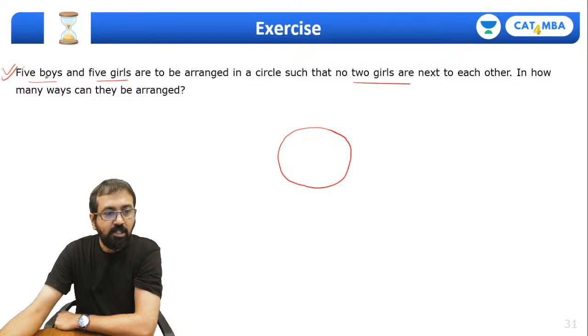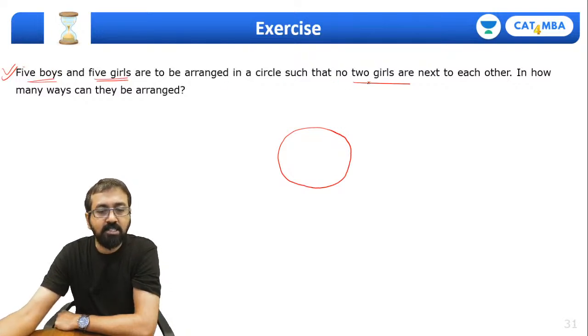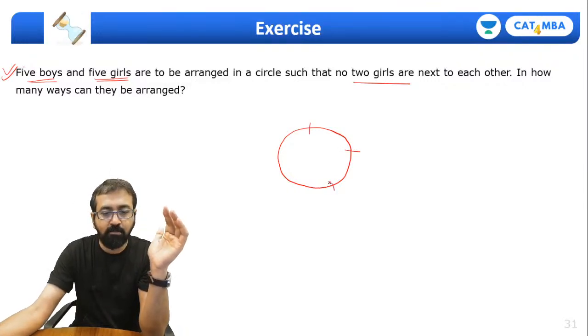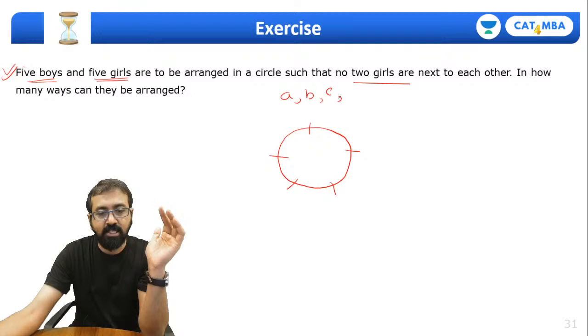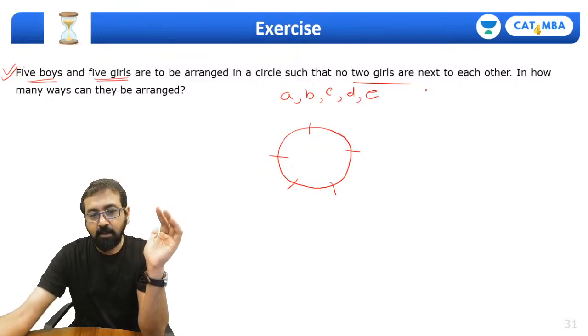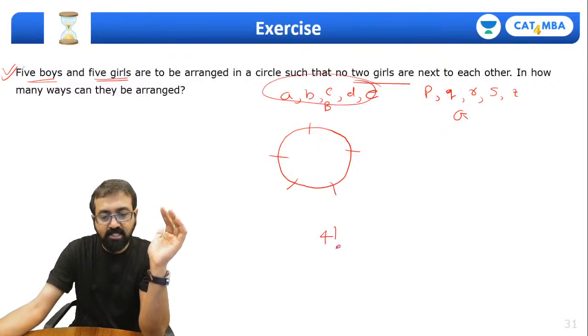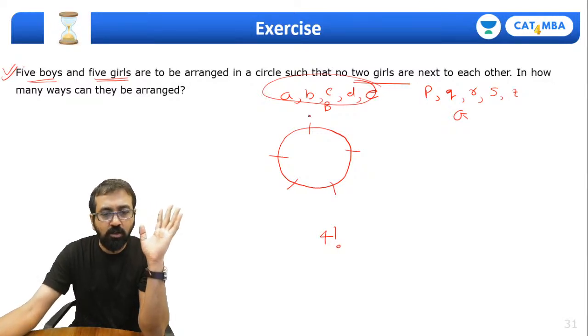Look at this one. 5 boys, 5 girls to be arranged in a circle such that no 2 girls are next to each other. Whenever we come across such a question that no 2 objects are together, or no 2 girls are together, first you arrange the 5 boys on 5 positions. Let's consider the boys as A, B, C, D, E and the girls as P, Q, R, S, T. Can I say 5 people on 5 chairs in a circle can be arranged in 4 factorial ways? Is that clear?